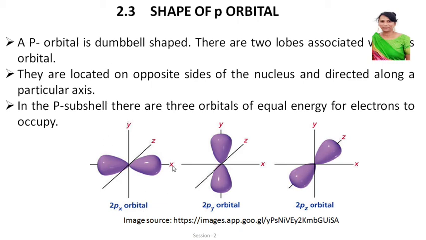You have three axes, x, y and z. If the p orbital is oriented along x axis, it becomes px. Along y axis becomes py. Along z axis becomes pz. So this is n number. When n is equal to 1, you have only 2 electrons, which means s orbital. 1s2. Then 2s to 2p. See? So this becomes 2px, 2py, 2pz. In p subshell, there are 3 orbitals of equal energy for electrons to occupy.